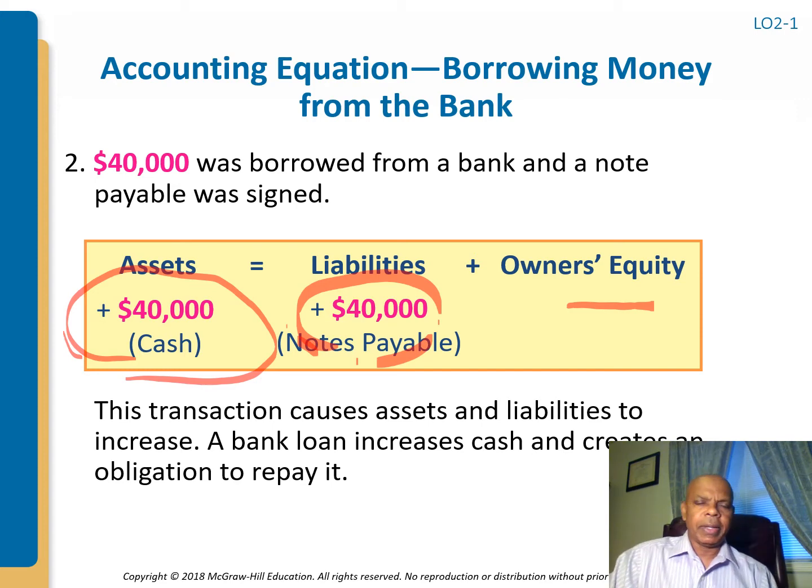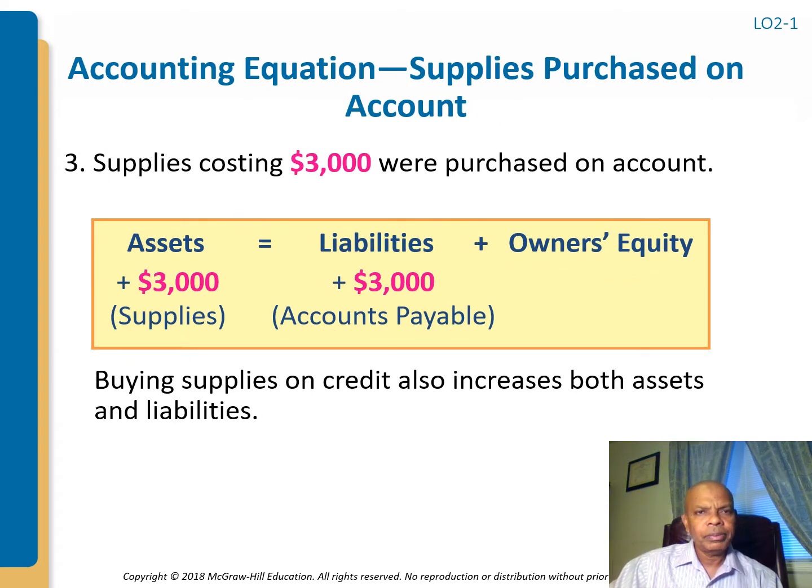Everybody understand that, right? This transaction causes assets and liabilities to increase at the same time, at the same amount. Okay, a bank loan increases cash and creates an obligation to repay. Okay, let's go to the next one.